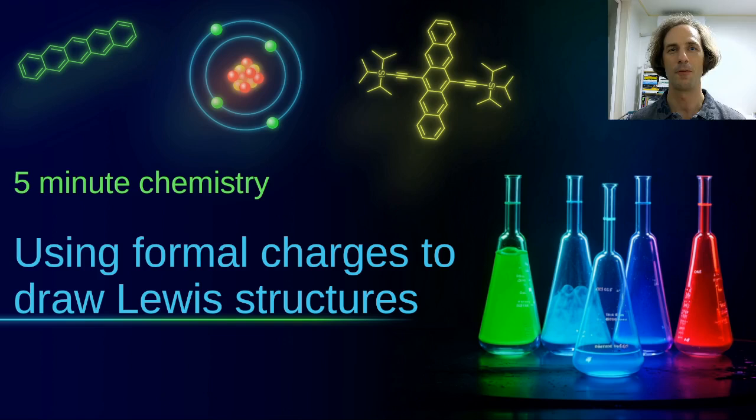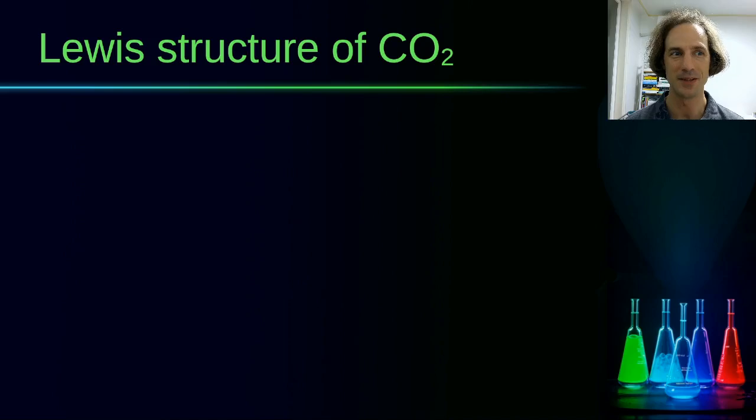Previously we drew a few Lewis structures and I mentioned how we can use the concept of formal charges to be able to draw better Lewis structures. So let's take a look at some examples of that. First we will be drawing carbon dioxide here.